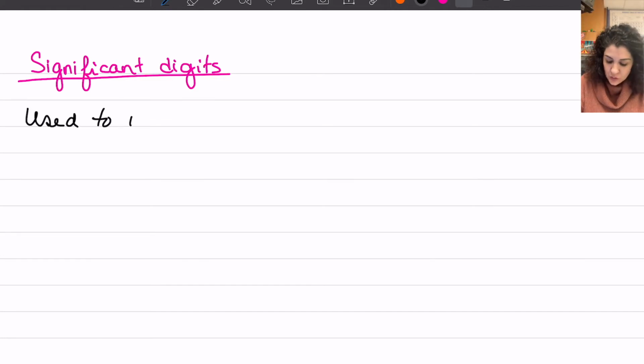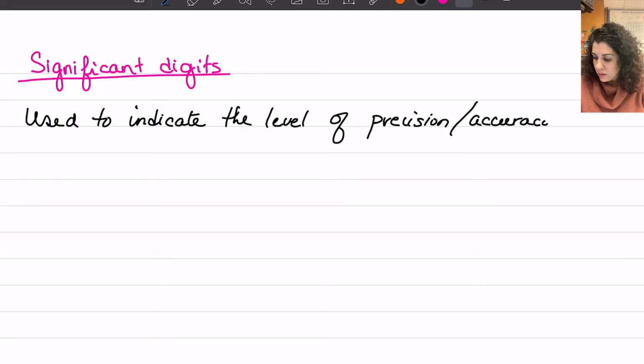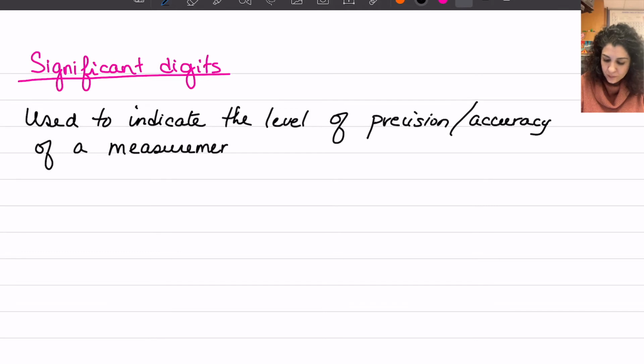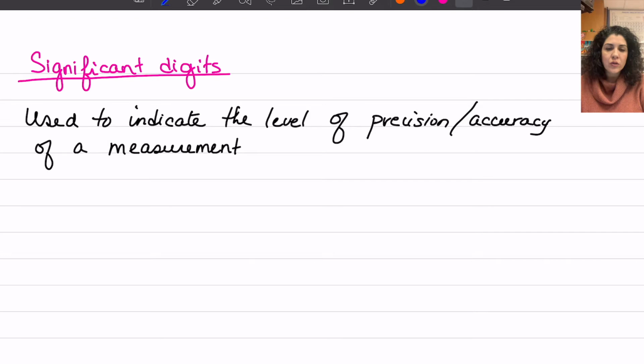So they're used to indicate the level of precision or accuracy of a measurement. So I'll give you an example here. If I told you to go to the scale and measure out 6 grams of salt, okay?